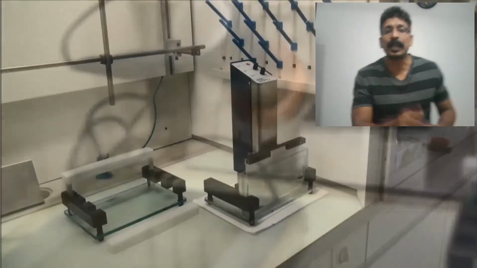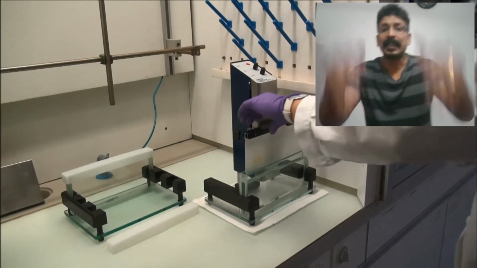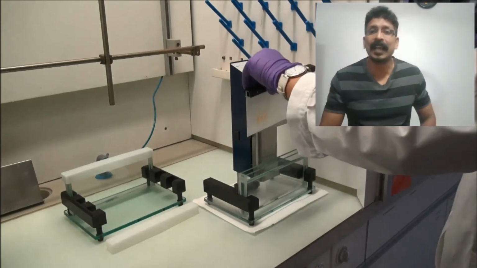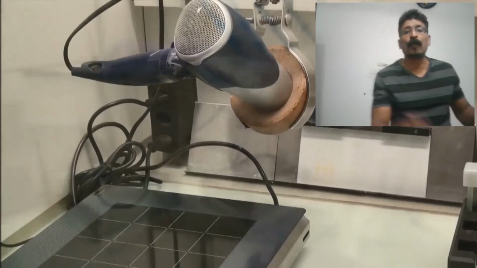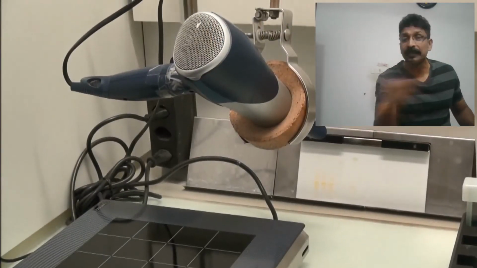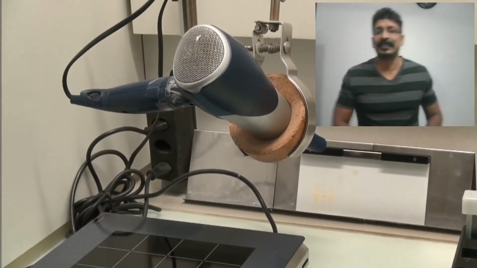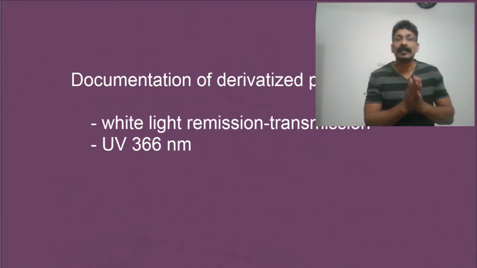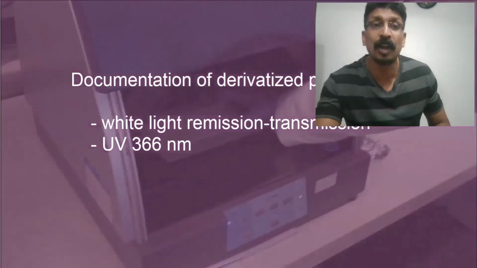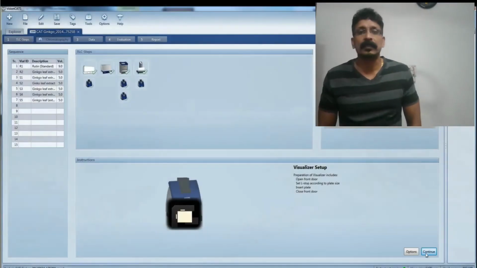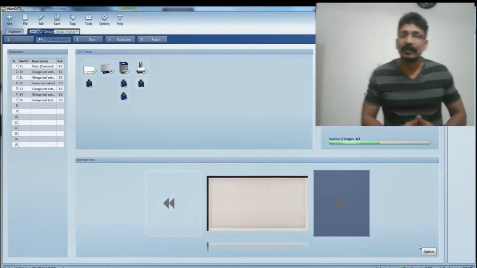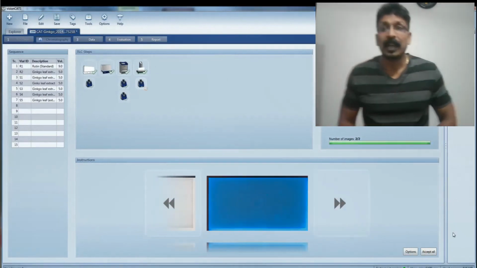And again, polyethylene glycol 400 dipping. And then again you have to go for drying, which I have seen in the procedure. Again, dry. You got the spots very clearly. Now you have to go for documentation. Keep it there and get it picturized in the computer. For white light, you will get the picture. And for UV light, you will get the picture.